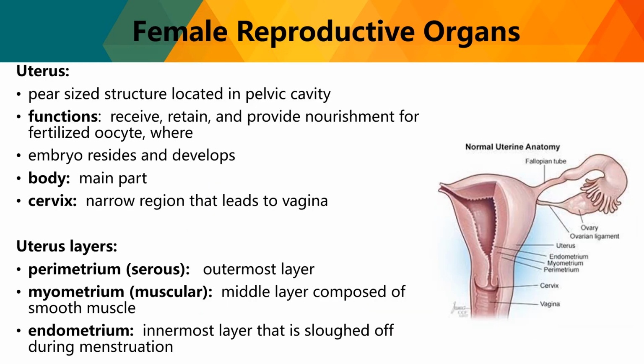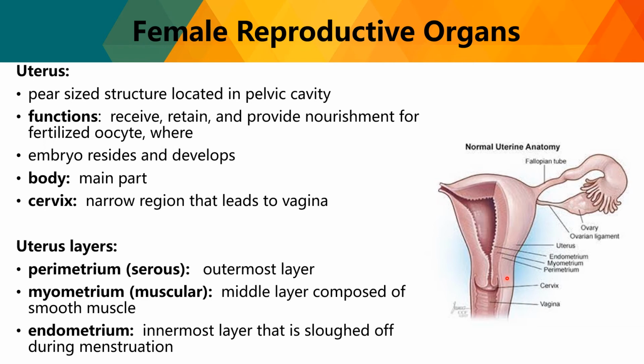So for the other organs, you also have your uterus. This is a pear-sized structure located in the pelvic cavity. It is to receive, retain, and provide nourishment for the fertilized oocyte where the embryo resides and develops. So the body is the main part, and then you have the cervix part. This is the narrow region that leads to the vagina.